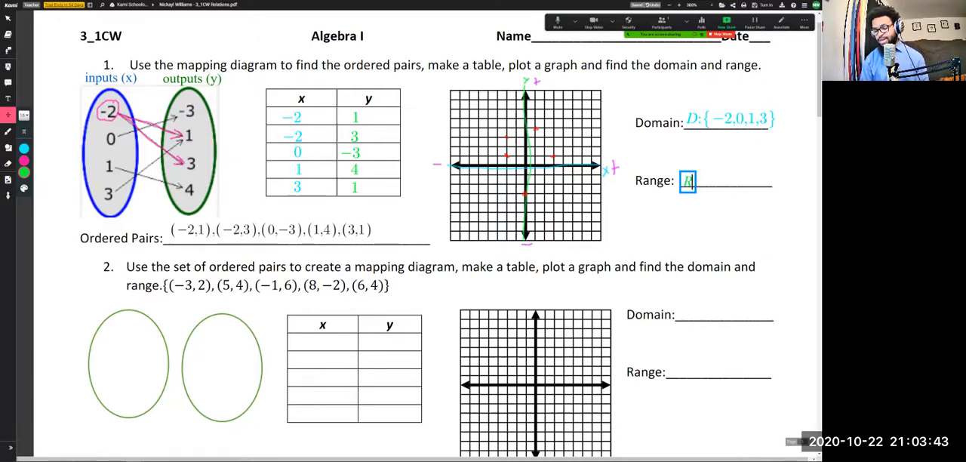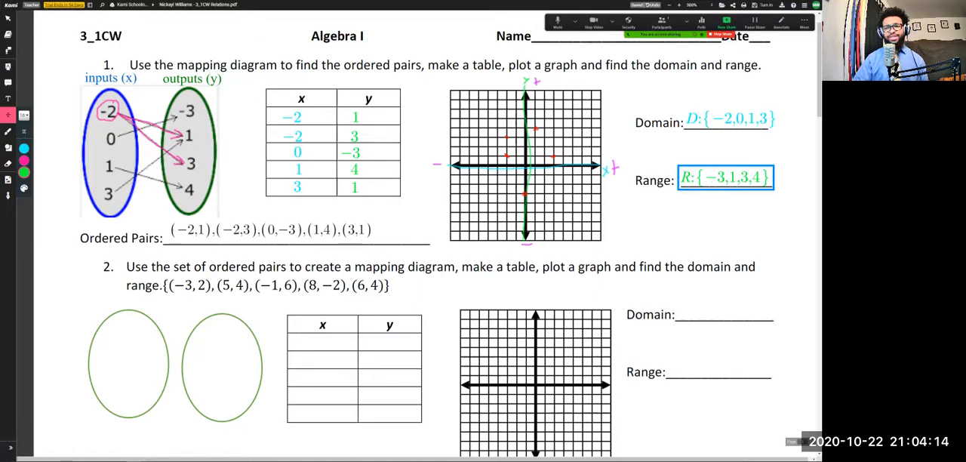So I'm going to start by writing a capital R, colon, curly bracket, and I'm just going to type it in: -3, comma. Is that a -1? No, that's a +1. 1, comma, 3, comma, 4. Close my brace, and there we have our domain and our range, okay? That's all of that covered.